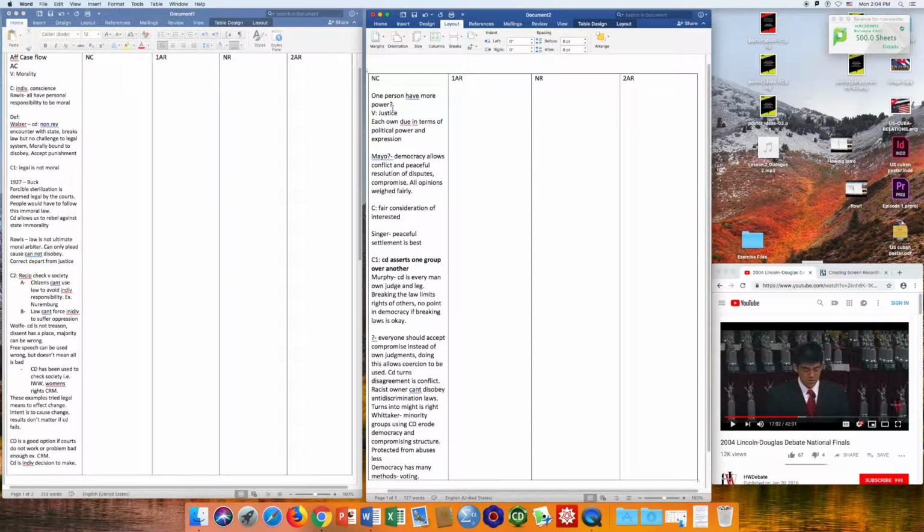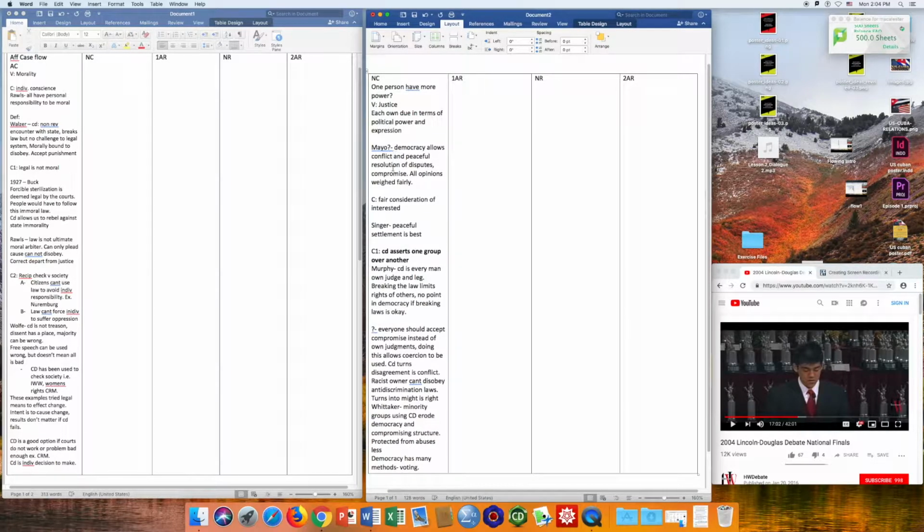So we have his value of justice. We have one little reason why we should use justice, the criterion of fair consideration, and why Singer says we should use that criterion. Contention 1, CD asserts one group over another. We have a Murphy card. You can label your cards a little better so you kind of understand the points that the card is making. I missed a card, so during cross-ex I'll have to make sure I ask that.